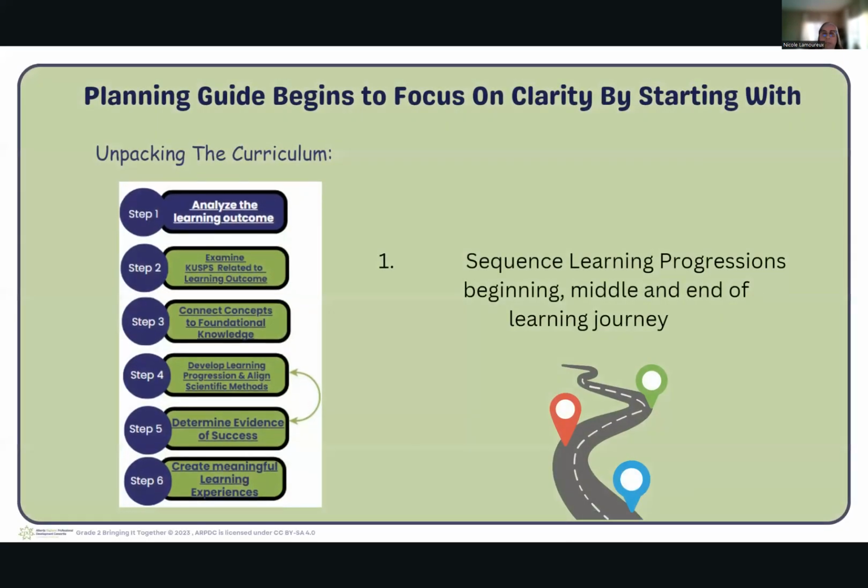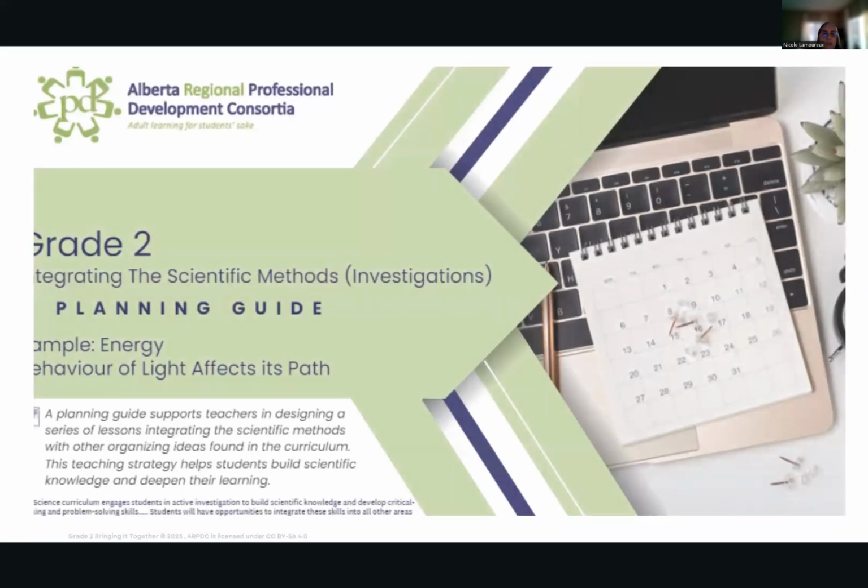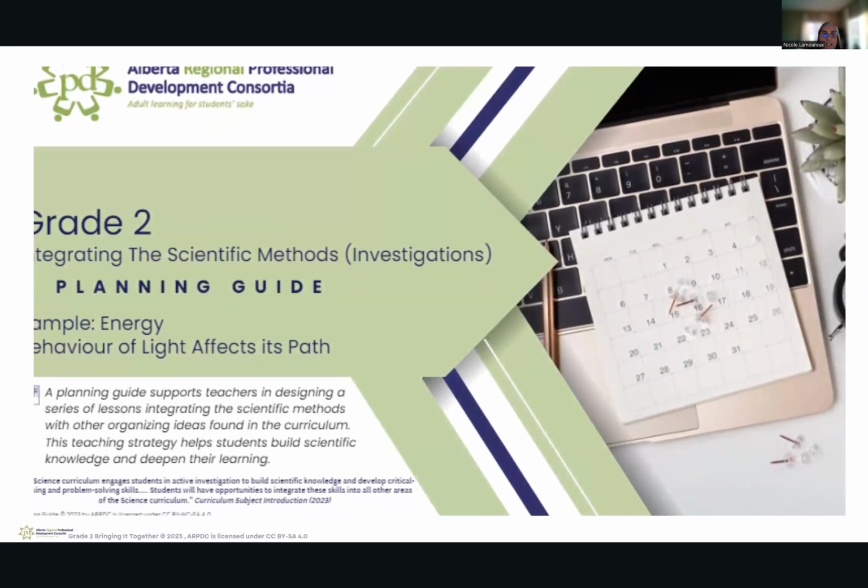So this planning resource is about focusing on clarity, and it starts with unpacking the curriculum. I know we feel like we have done that, but it might be looking at it in a different way. It's also thinking about that sequencing from the perspective of the student, that they're going on a learning journey from the beginning, middle, and end. So our lessons are building on each other. Okay, so we're going to unpack that together.